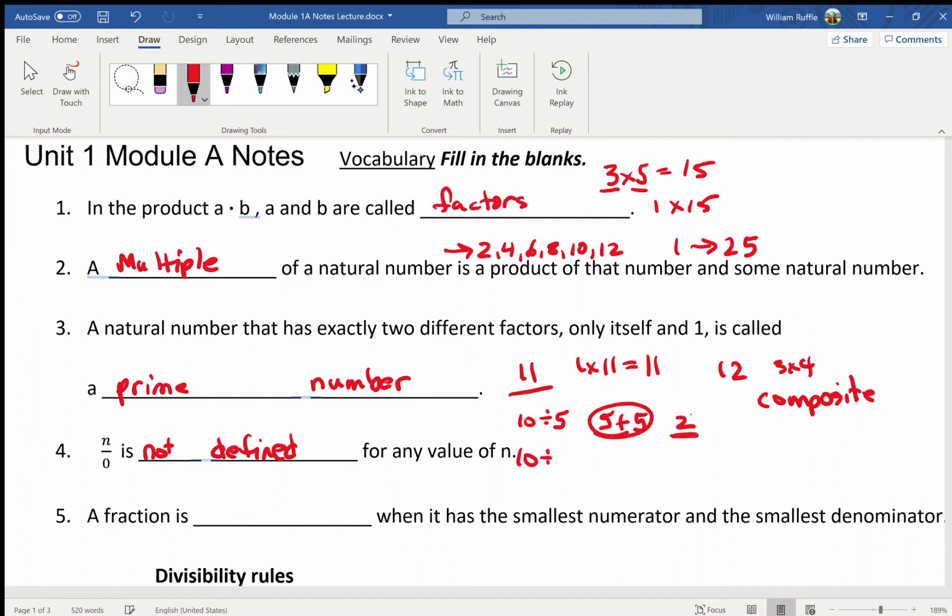If I do 10 divided by 2, I do 1, 2, 3, 4, 5. That's 10. So the answer is 5 because there are 5 2's there. Now if I do 10 divided by 0, if I write 0 plus 0 plus 0 plus 0, I can keep writing zeros to infinity and I will never make it to 10, and that is why it is not defined. Can't divide by 0. The calculator doesn't like it either.